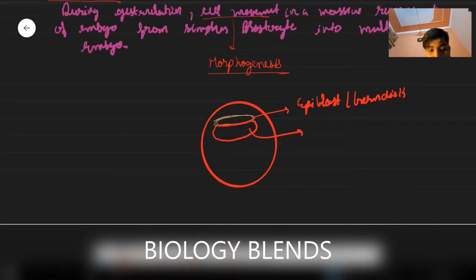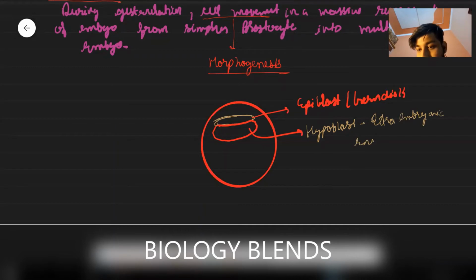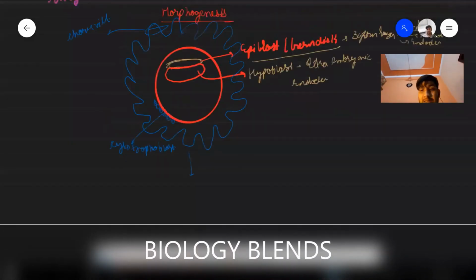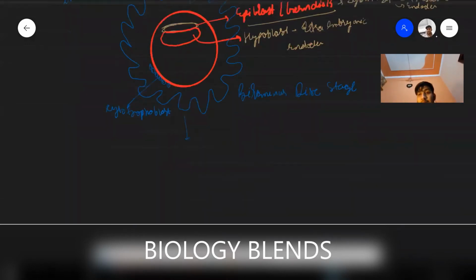This is the hypoblast, which forms extra embryonic endoderm, and the epiblast forms the three germ layers. This stage is known as the bilaminar disc stage.